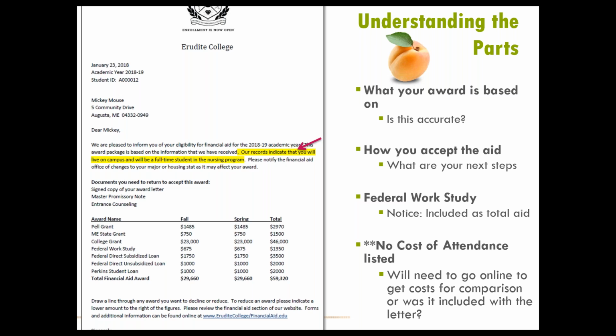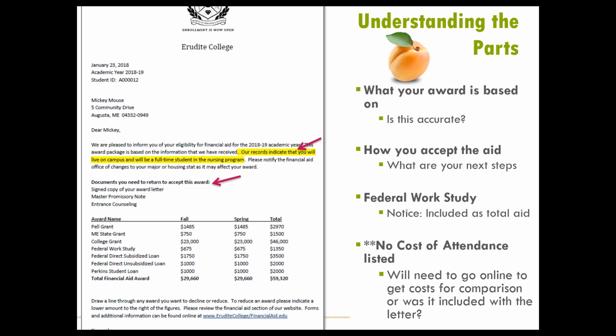It does say at the bottom here, draw a line through anything you want to decline. So they've given you instructions of what to do. This is what you need. And then you'll see the breakdown there. You'll notice again that you've got Pell, Maine State Grant, college grant, and work study listed first, and then the loans and things after.